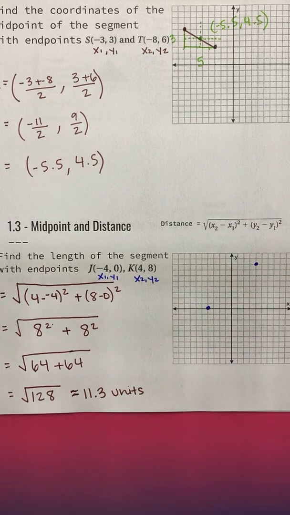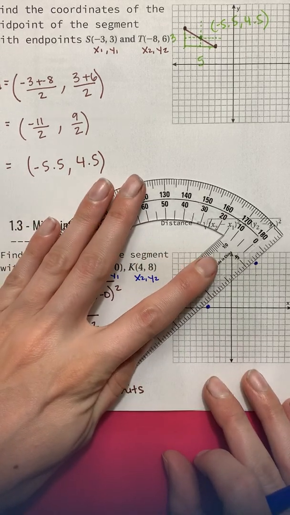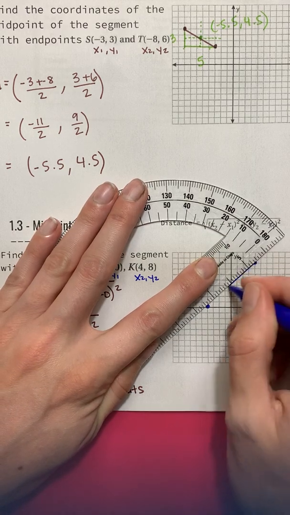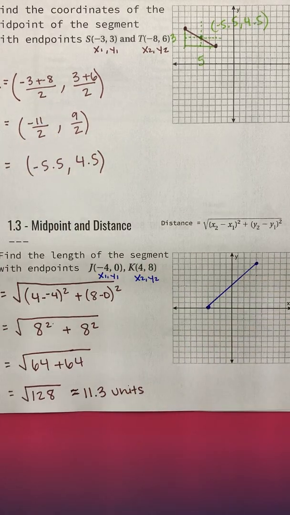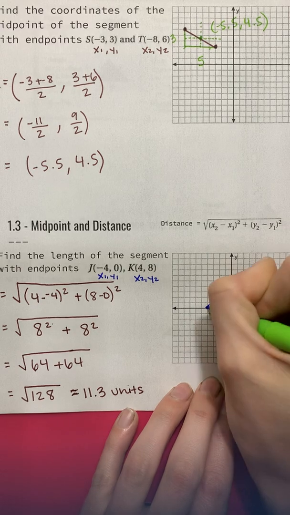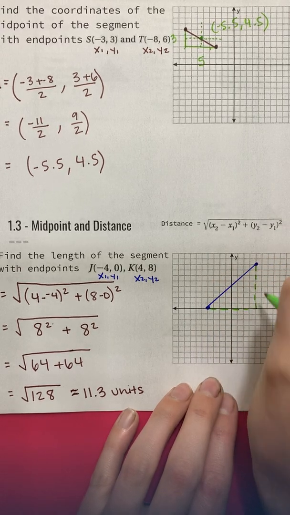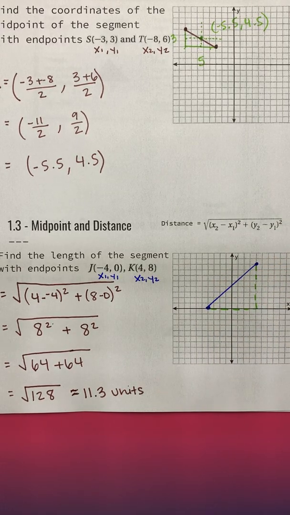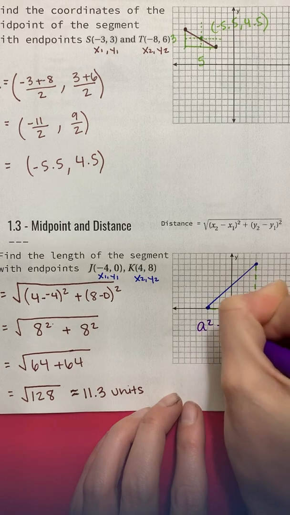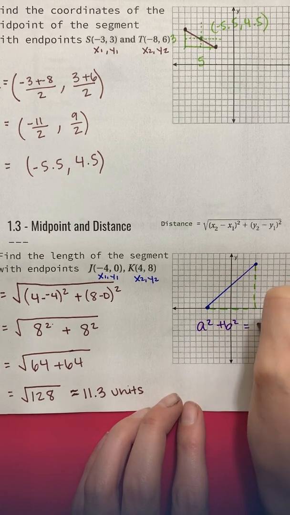Okay. And then I need a straight line. Okay. Next thing I would do is make a right triangle. Okay. And then from here, you would be looking at doing the Pythagorean theorem. So we would have to do a squared plus b squared equals c squared.